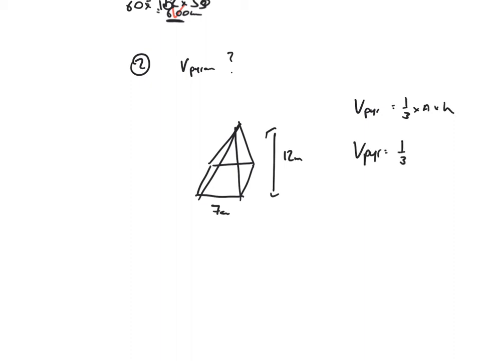So it's going to be 1/3 of the area of the base, so that's the square. So how do I find that? Well, it's just length times breadth. And since it's a square, the length and the breadth are the same. They're both 7. 7 sevens, that's 49. Bring it back in, 1/3 times 49 multiplied with the height of the shape, which is 12.